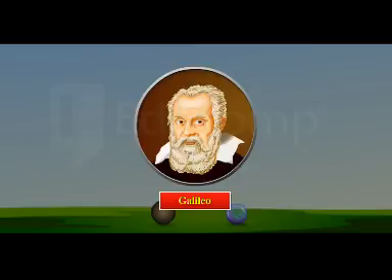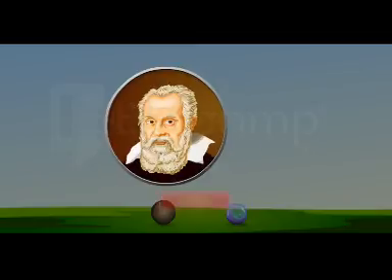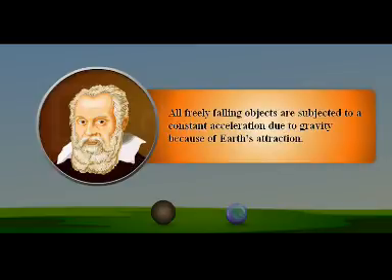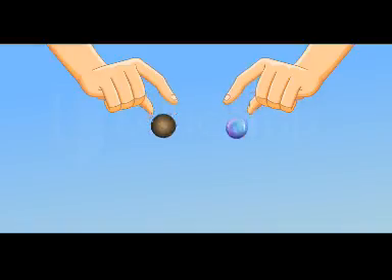Galileo was the first to explain the science behind this observation. He proved that all freely falling objects are subjected to a constant acceleration due to gravity because of Earth's attraction. This acceleration being a constant, g, equal to 9.8 meters per second squared, affects both the marble and the iron ball equally. As a result, both accelerate equally and therefore take equal time to come down and hit the ground.